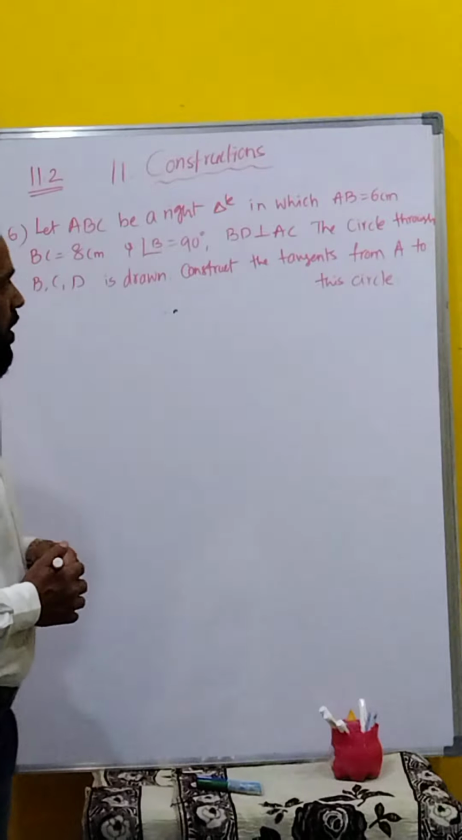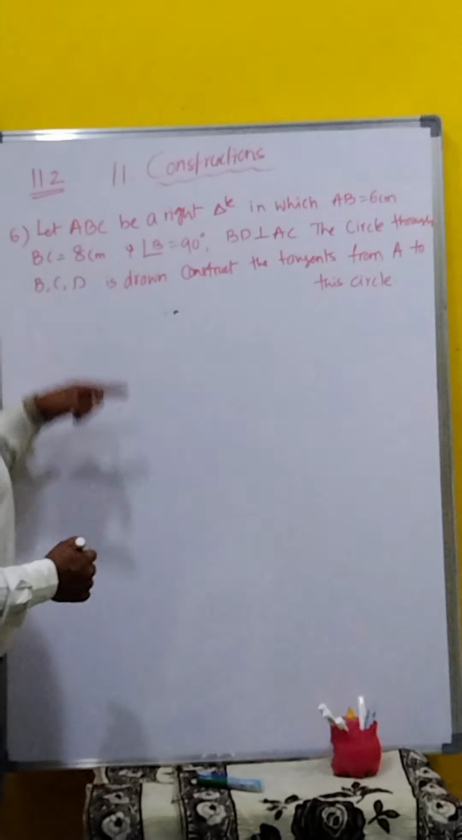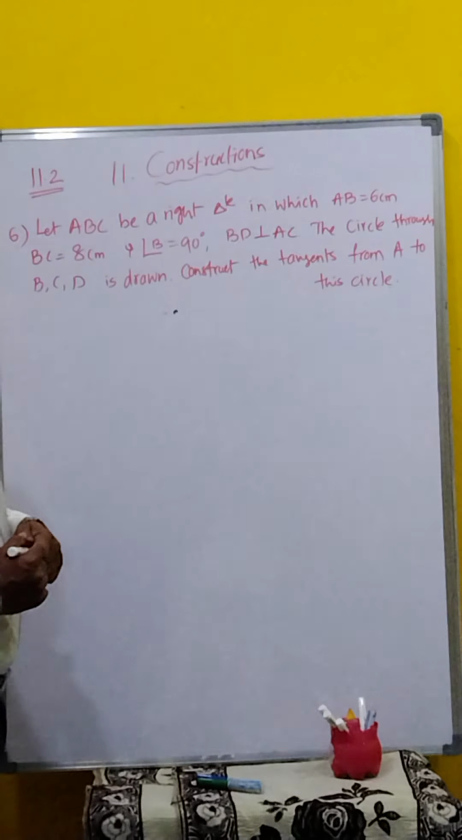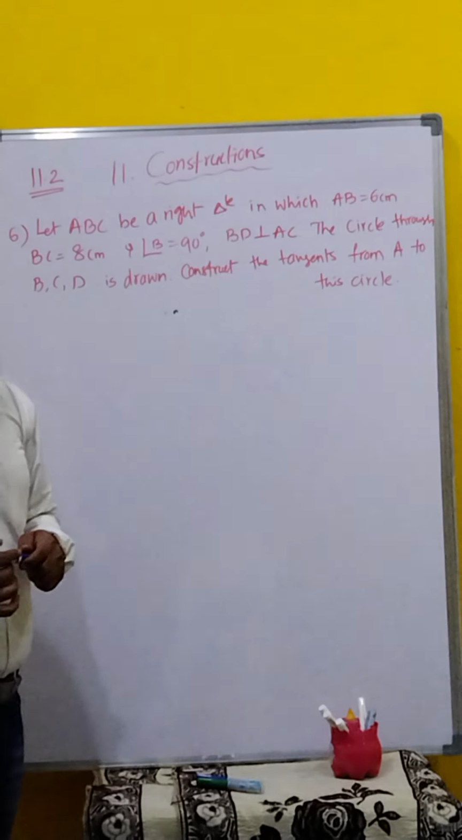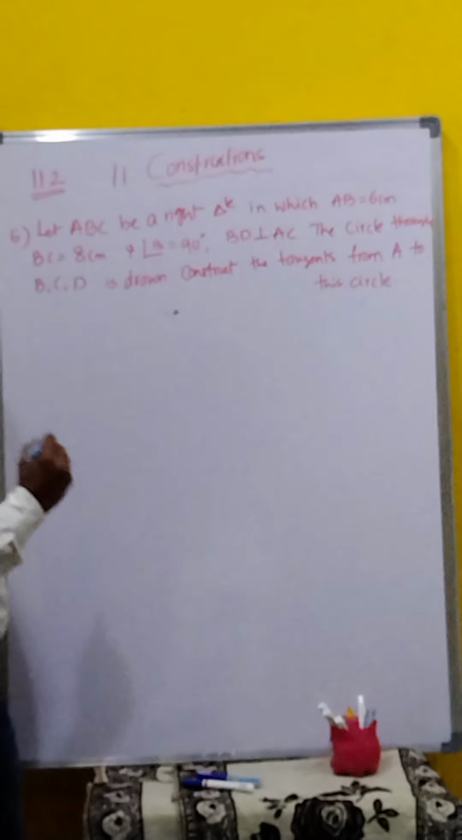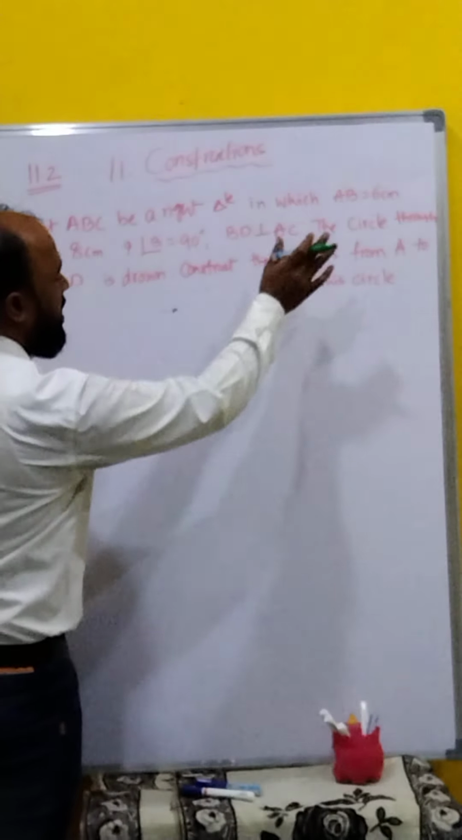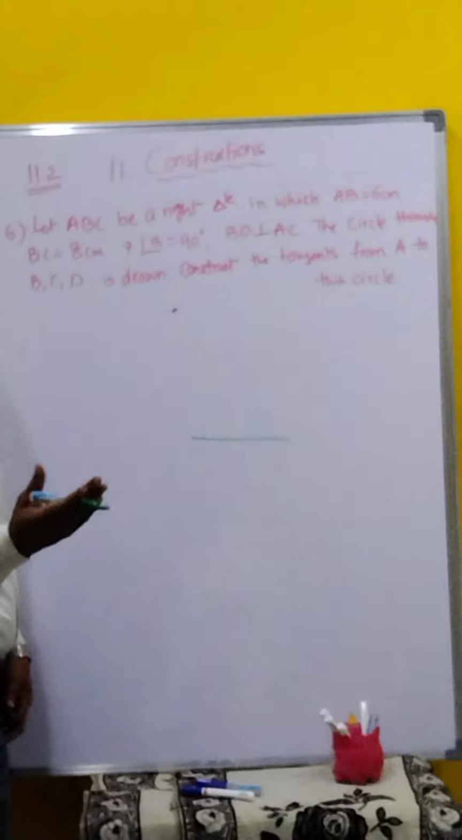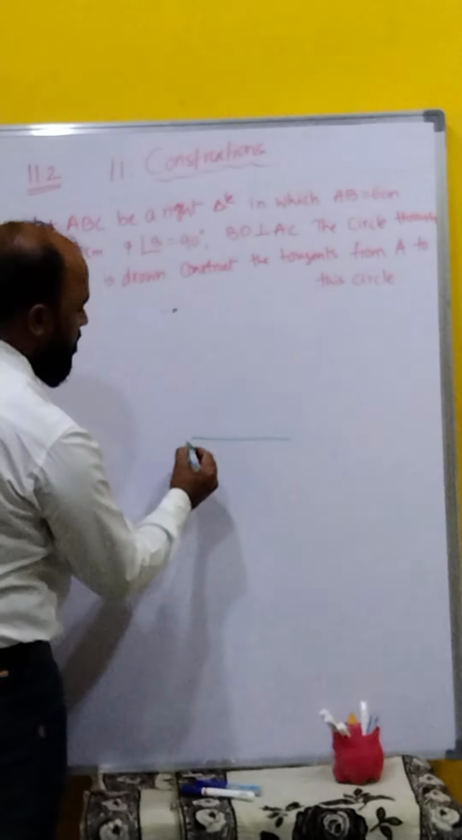Clear, children? First, what is given? Let ABC be a right triangle in which AB is equal to 6 centimeters, BC is equal to 8 centimeters. I will explain roughly, then you do it. What is the first one? The triangle we have to draw. Suppose I am selecting AB as the base. You can take even BC also, that is up to you.